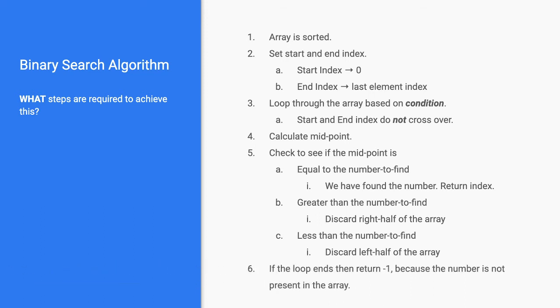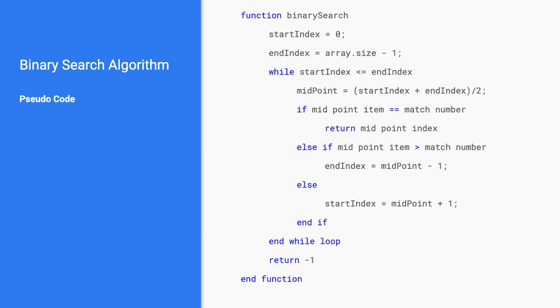If our while loop ends, this means that the number we are looking for doesn't exist in the array. So we will return -1. Let's look at the pseudocode for this algorithm before we move on to coding this algorithm.